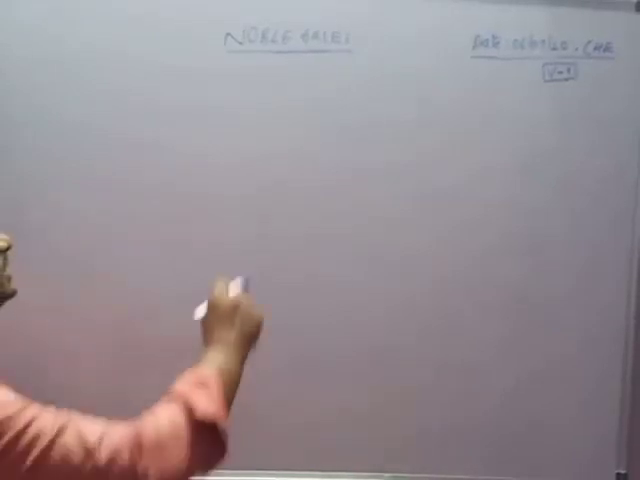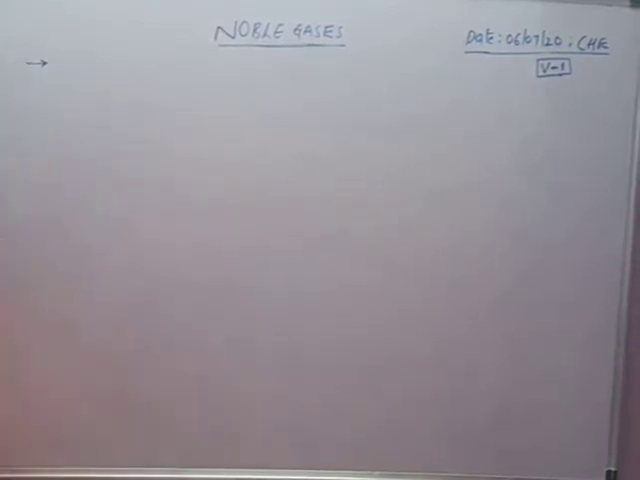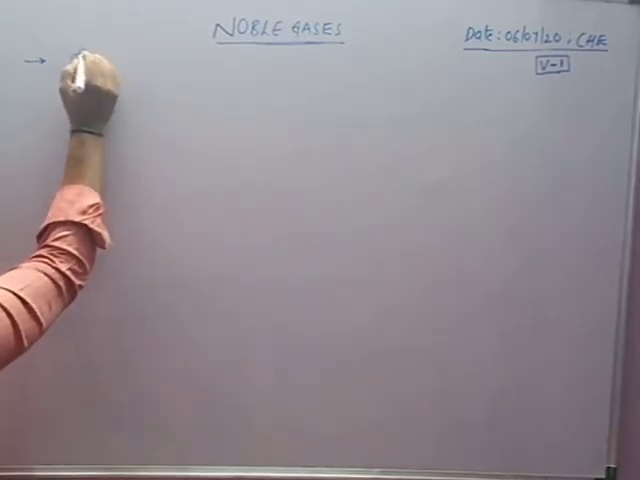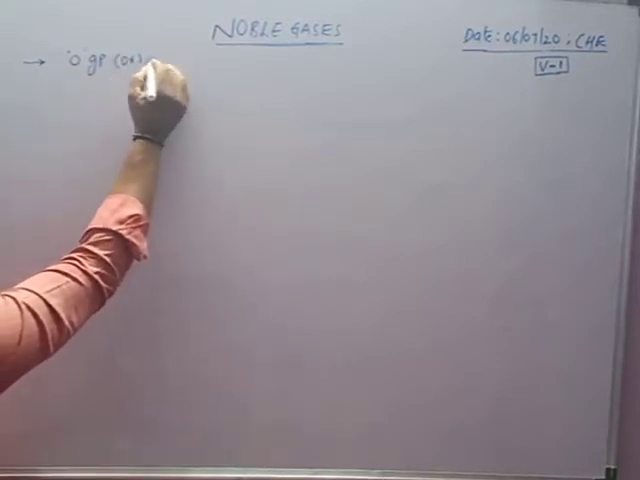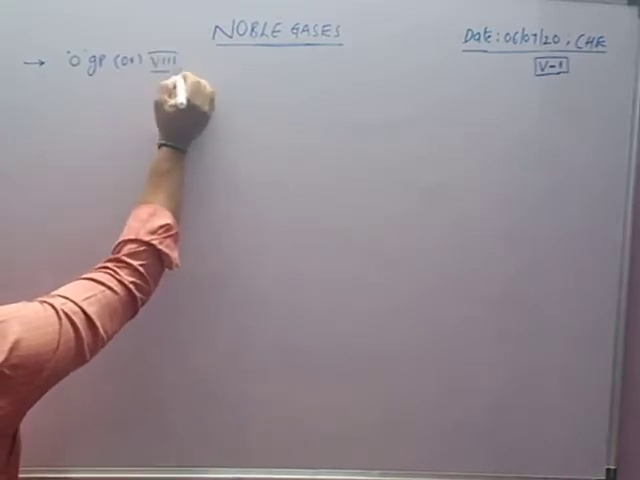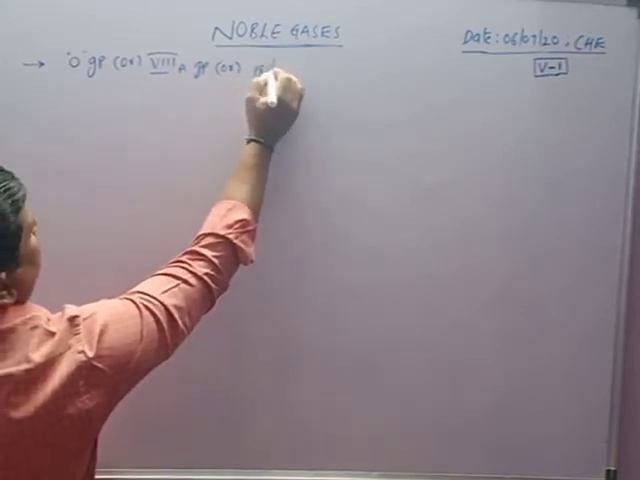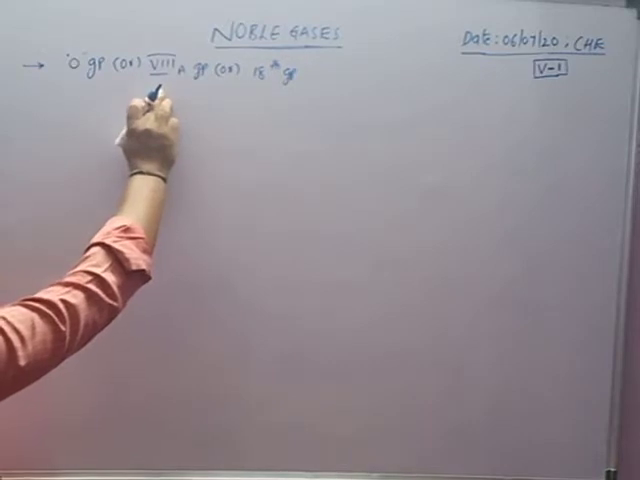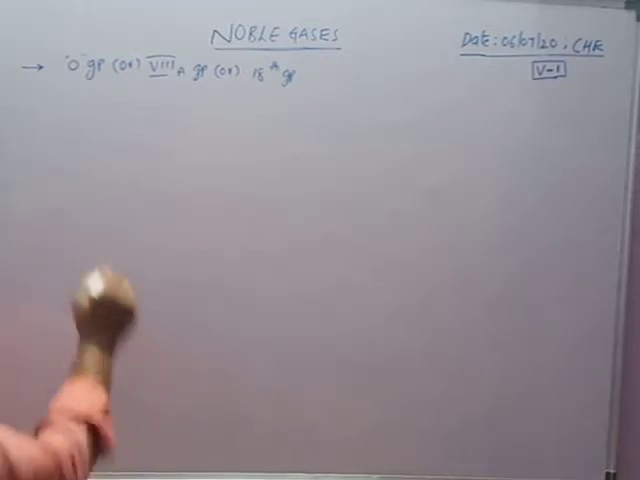So today we are going to discuss noble gases. Generally, noble gases belong to group zero, or group 8A, or group 18 in the long form of the periodic table.